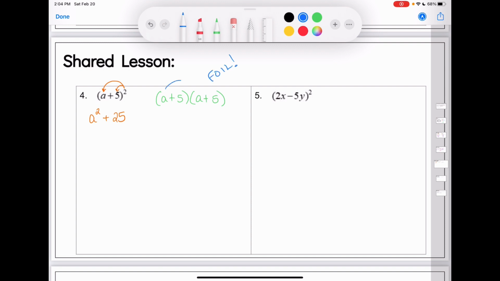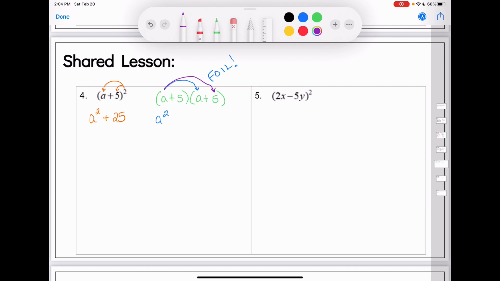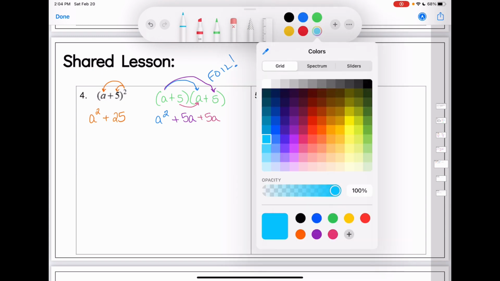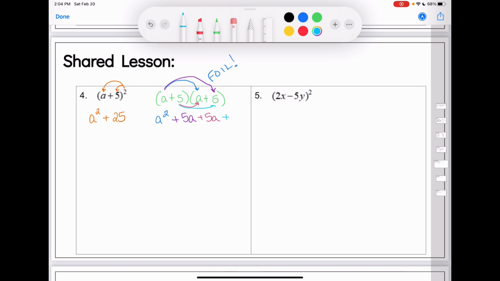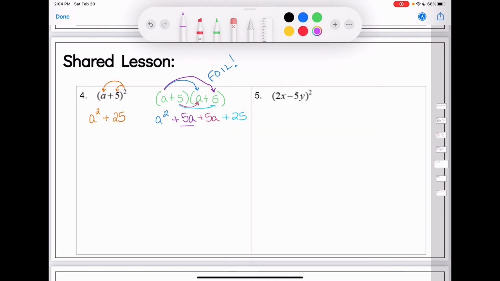So let's see, I would have to do first terms, which would give me a squared. Then I would have to do outsides, which would give me positive 5a. Have to do insides, which would also give me positive 5a. And then I'd have to do lasts, which would give me positive 25. Hey, look, both those middle terms are positive 5a. They don't cancel, they combine, and I get a squared plus 10a plus 25.